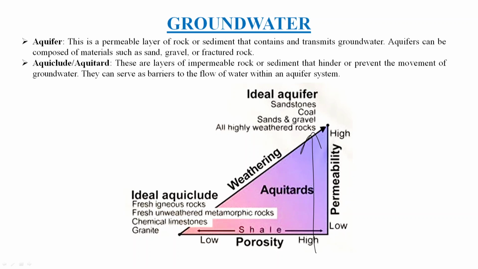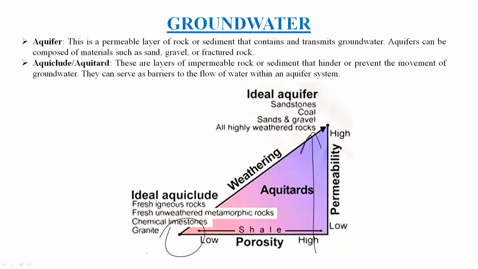On the other end, if I look at this end, here you have low permeability as well as low porosity. That means you can't really store much water, nor can you transmit much water. So in this part you can think of an ideal aquiclude situation, where you cannot store much water, only a little water can be stored, and you can't really transmit any water through that region. So that becomes your aquiclude.